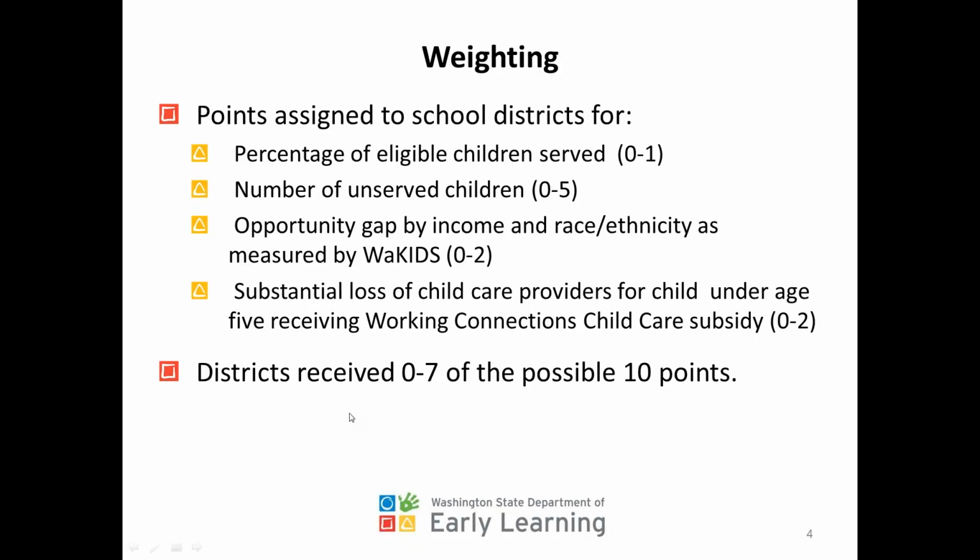And then the final points awarded were 0 to 2 points based on substantial loss of child care providers who were giving service to children under age 5 who received Working Connections child care subsidy because of the provider's choice not to apply for Early Achievers. That last factor only impacted 5 school districts in the state. There was 1 point for the districts that lost providers who served 24 to 30 children, 2 points for districts that lost providers who served more than 30 children. So of the 10 possible points, no district received more than 7.